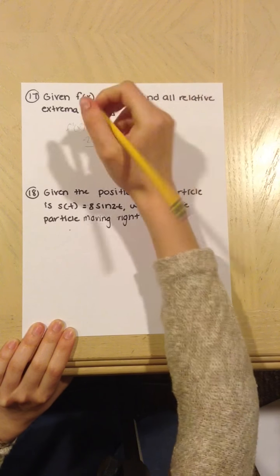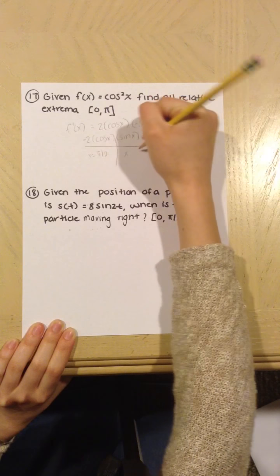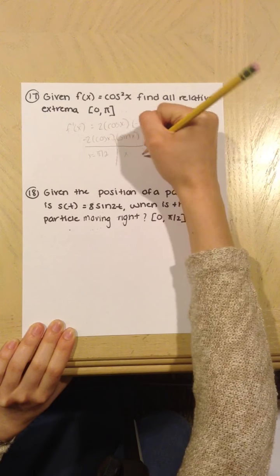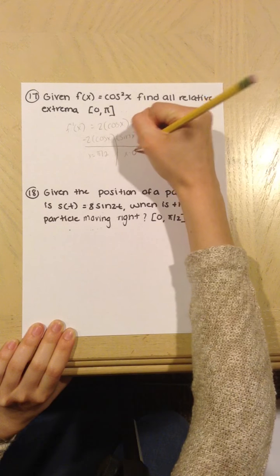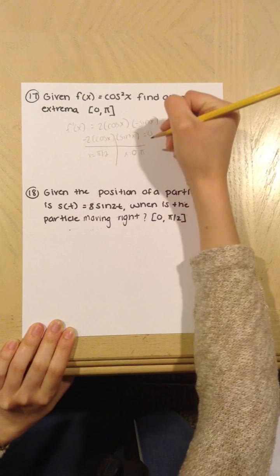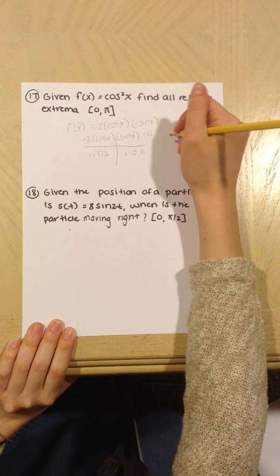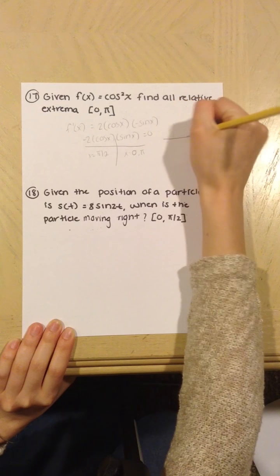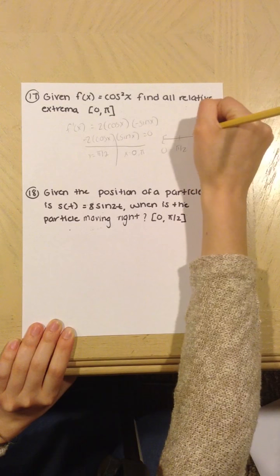Now that's going to equal 0 when cos is pi over 2 and sine of x is at 0 and pi. So now we can plot those on a number line: pi over 2, 0, pi.